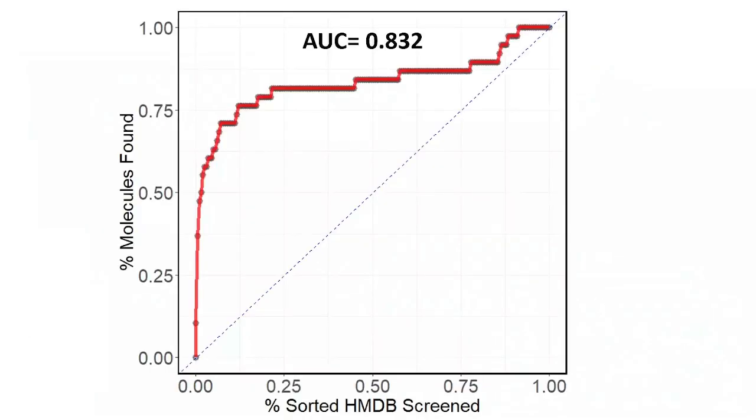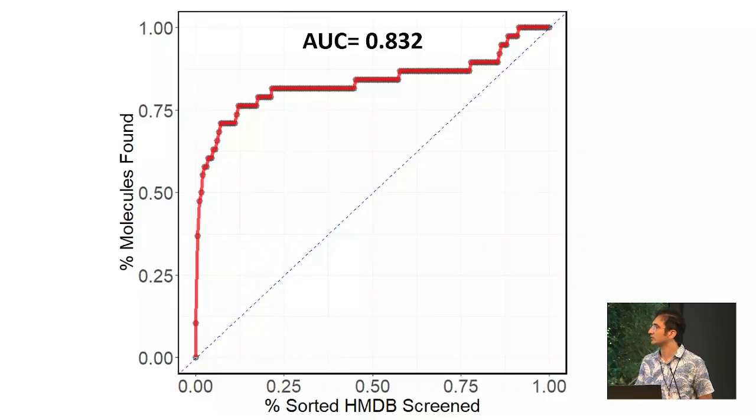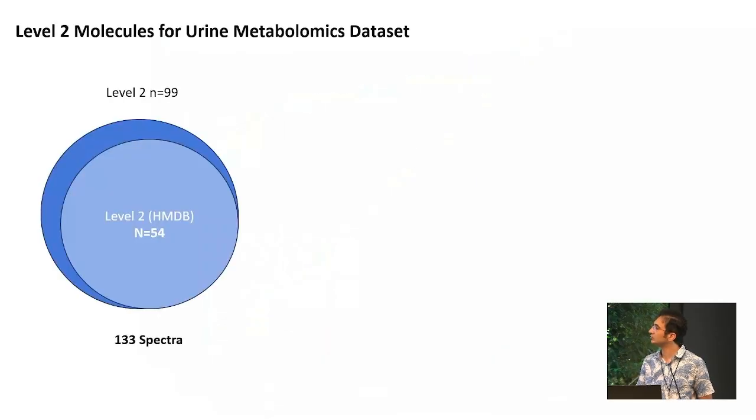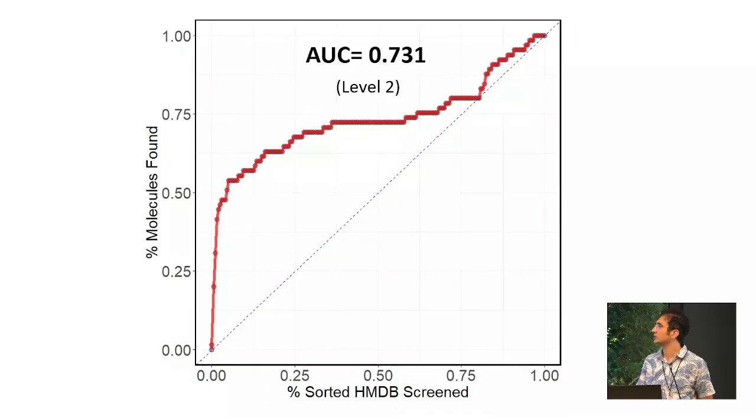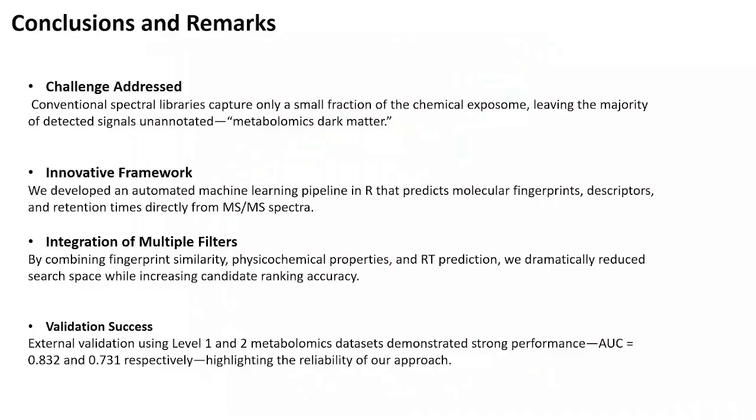So this is the overall AUC value for finding those molecules inside the ChemDB for level 1, and for level 2 we could achieve 0.73, which is quite acceptable. So we can conclude that for the challenge of the metabolomic dark matter, we could develop an innovative workflow in R that can predict molecular fingerprint descriptors and retention time, and then combine them as filters for increasing the accuracy of the identified molecules. And we also tested this method using external test sets, and we still achieved acceptable AUC values.